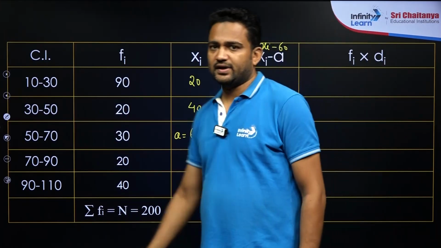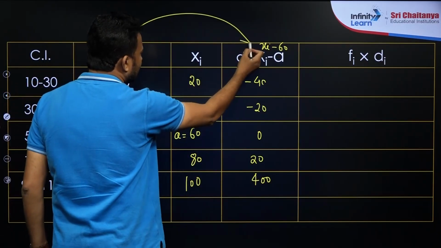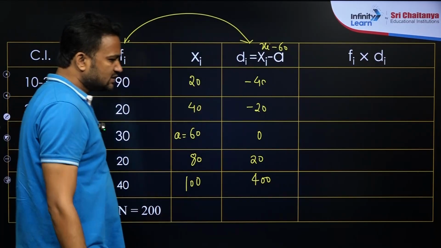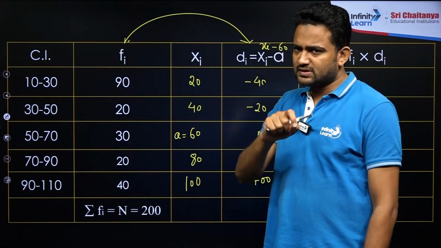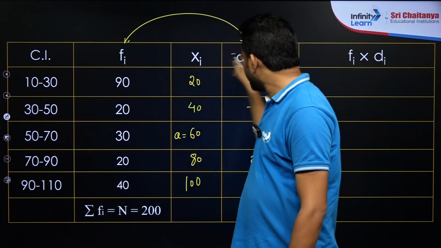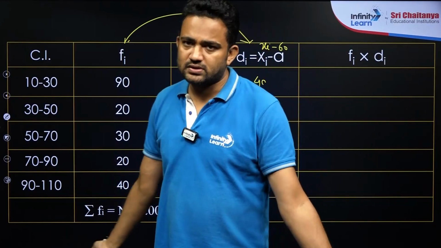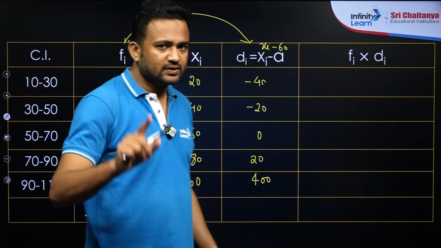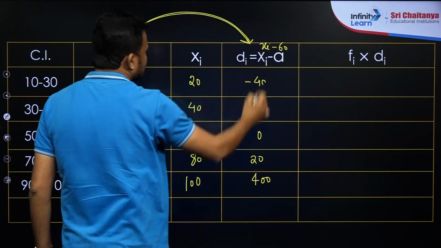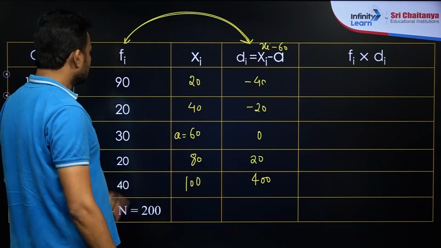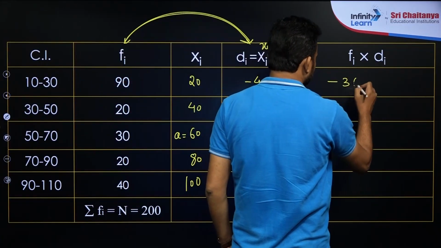Now we will find fidi. While finding fidi, simply make an arrow so that we multiply these two columns. Because in the examination we have a lot of pressure, students make a common mistake: instead of finding fidi, they find fixi for a certain interval, and then they get the wrong answer. So please don't make this mistake. We make an arrow so that while multiplying, we focus on these two columns. So 90 into minus 40. 9 4s are 36. So minus 3600.